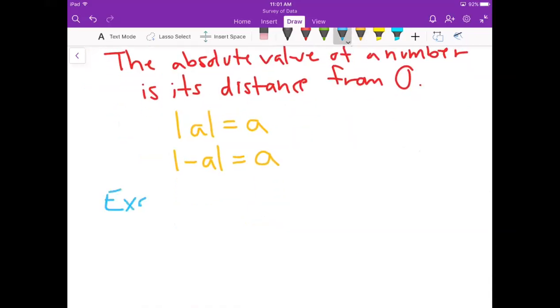Okay, so let's make sure we've got that with a few examples of calculating some absolute values to make sure we understand what those are calculating. So what is the absolute value then of 2?